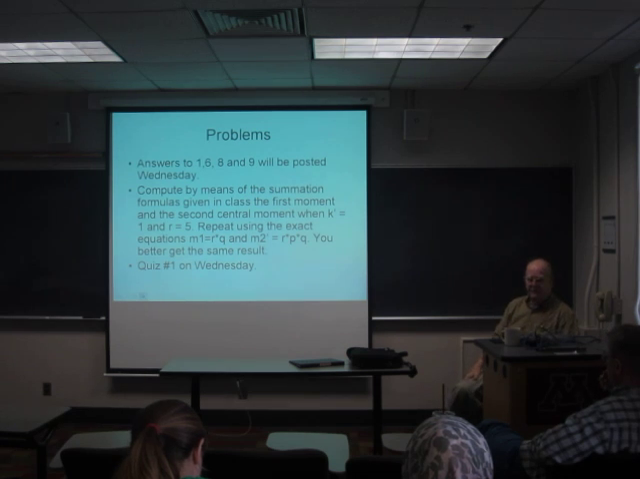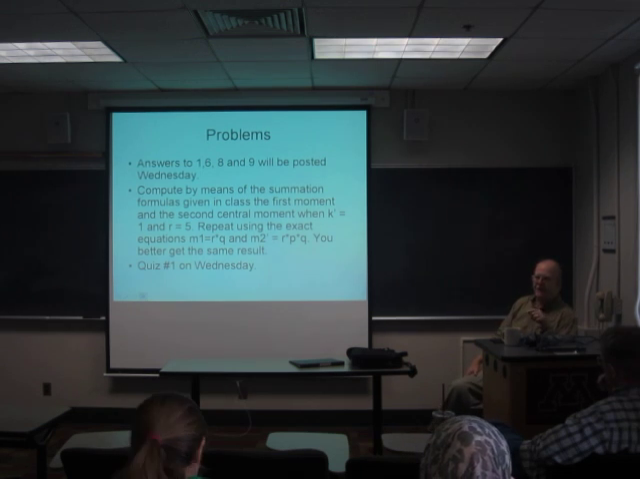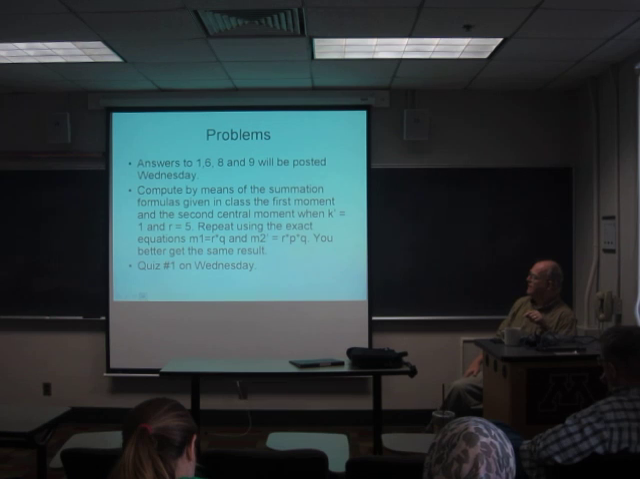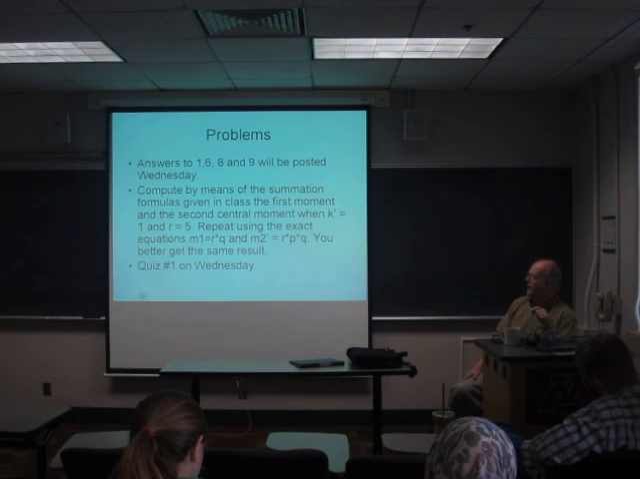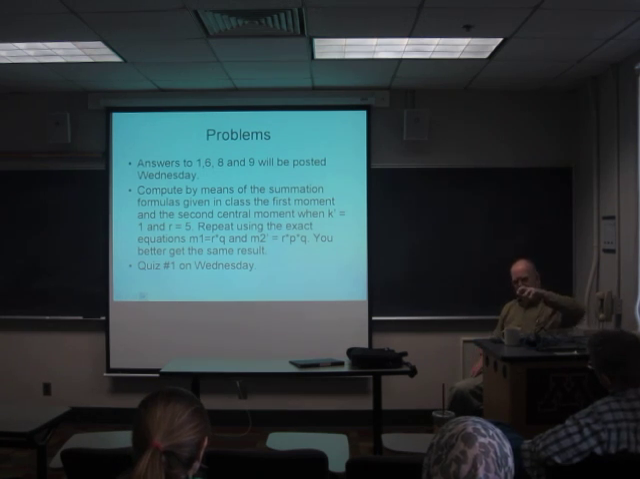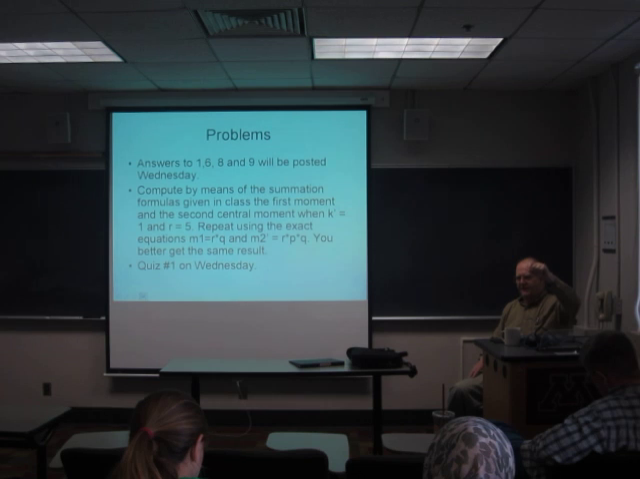Second, I want to give you a little extra problem to work here. I want you to compute by means of the summation equations the first and second central moment for the Craig machine when k prime is 1 and the number of transfers r is 5. So I want you to look up those numbers in my slides. They're given in the slides for that case of r equals 5. I want you to compute the summation to calculate the center of gravity and use the summation to calculate the second moment about the mean.